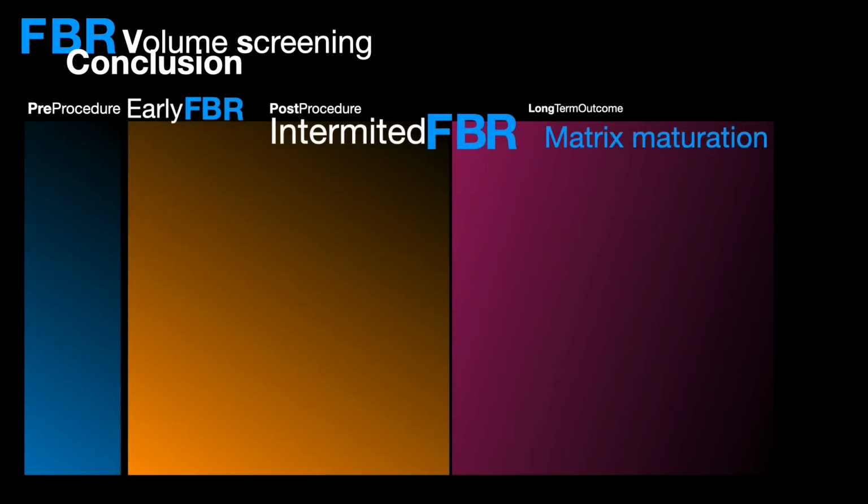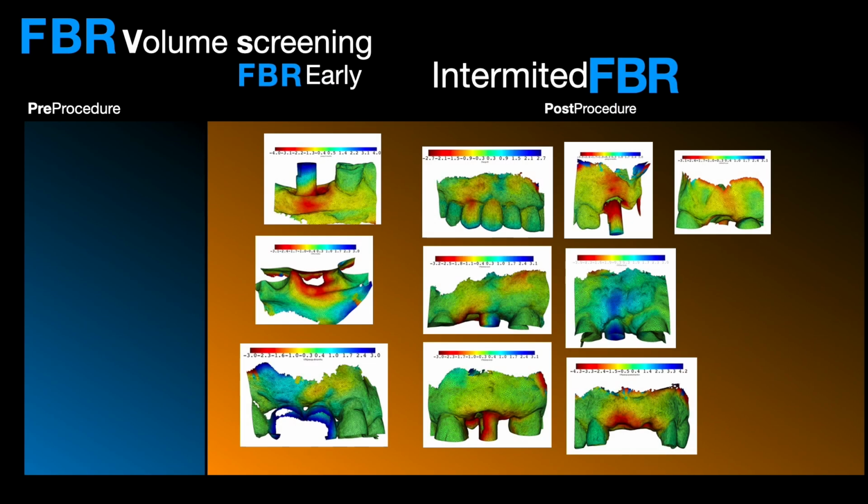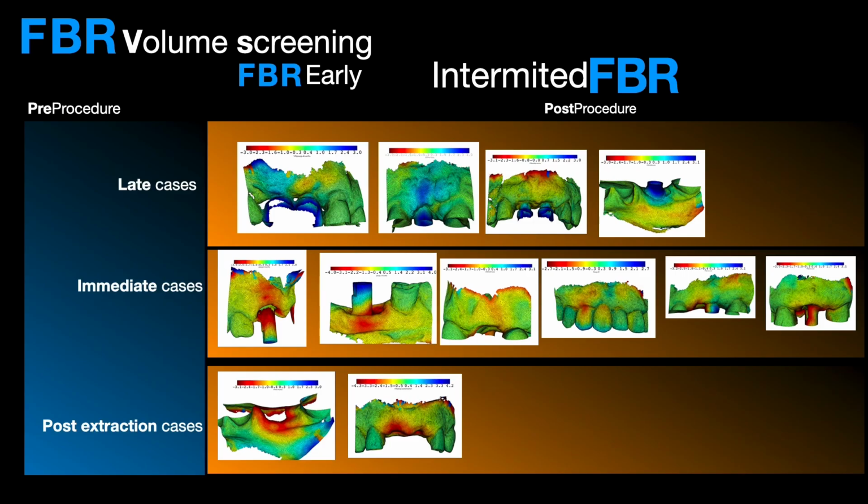I'm going back to our conclusion. So what is volume screening? It screened the gingival thickness and the thickness of the underlying bone. It allows us to check what's happened between early FBR and matrix maturation. In the first scans, what we see, we got quite different data. Some data shows the increase of the level of the tissue, some decrease, and it depends upon the type of the procedure. So the late cases, they have some bone and tissue increase.